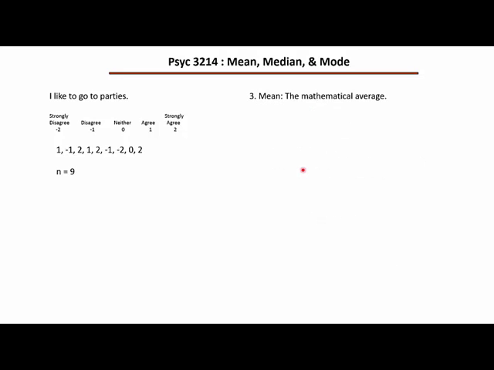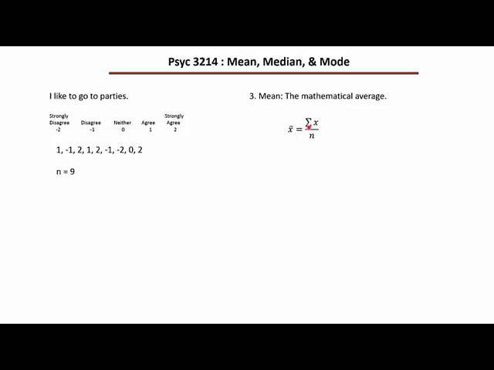Now the mean is simply the mathematical average. Now here we finally have a formula. We also have a symbol. X bar is going to be the symbol that we'll use for the mean, the sample mean. So X bar is the sample mean. And the formula is sigma x over n.